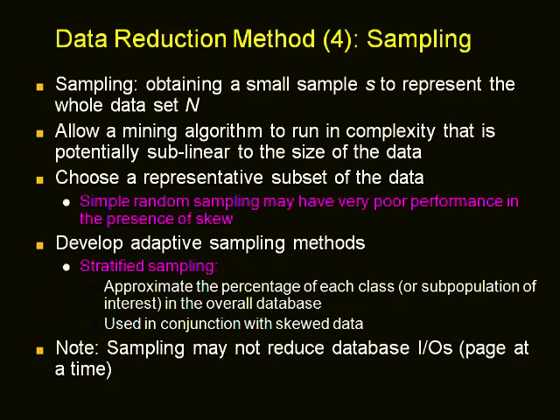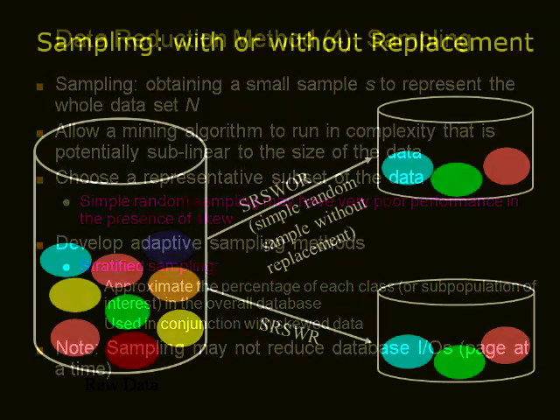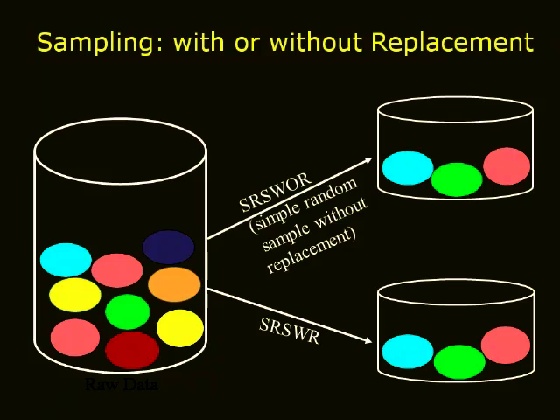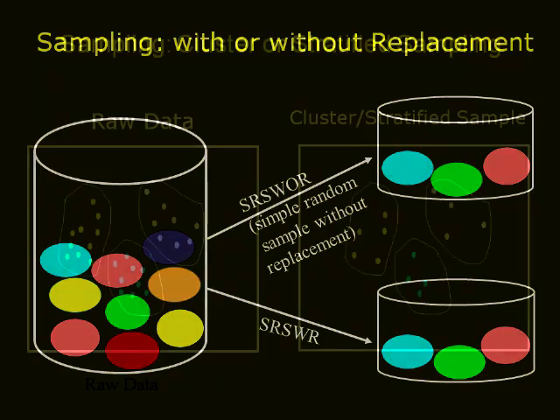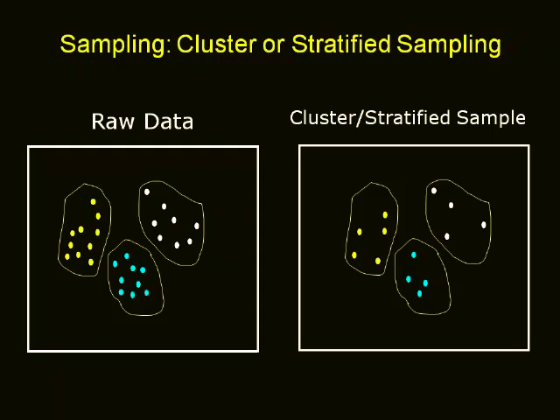This approach can also be used in conjunction with skewed data. Of course, sampling may not reduce the database IOs. It identifies only a representative subset of the data. With replacement or without replacement, the slide shows the two different kinds: simple random sample without replacement, whereas simple random sample with replacement. We can also use clustering or stratified sampling approaches to determine the reduced representation of the data.